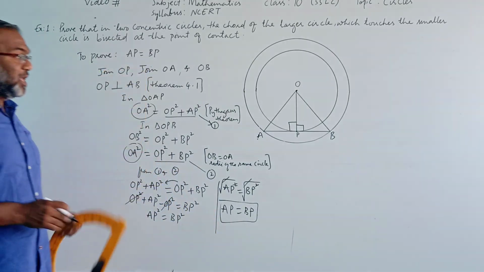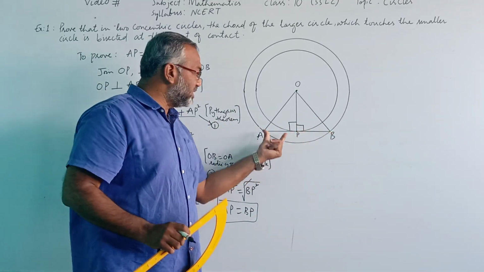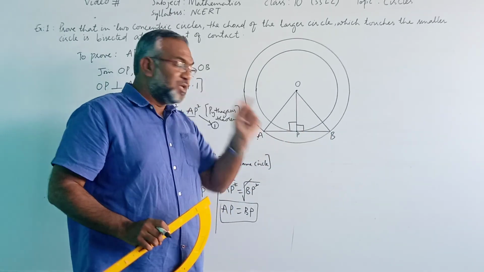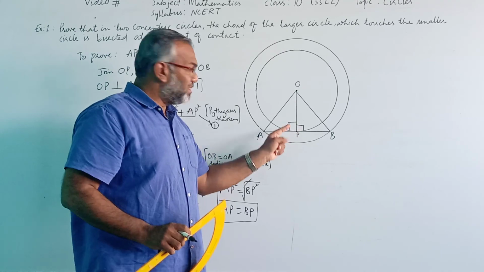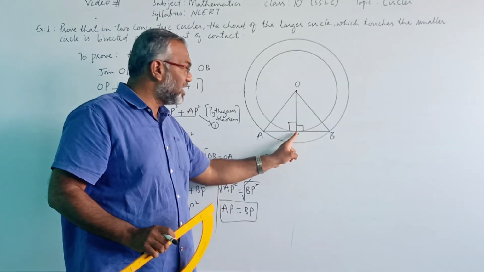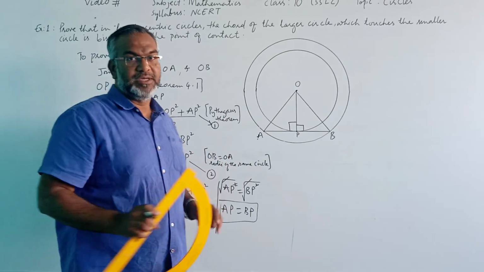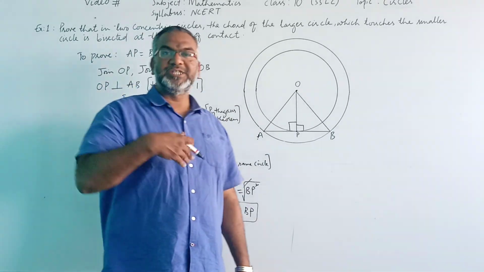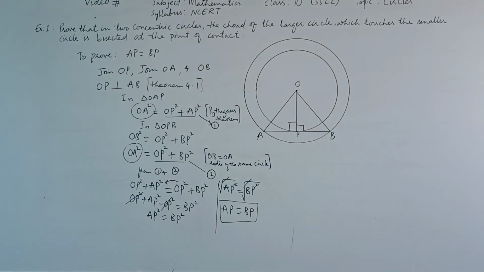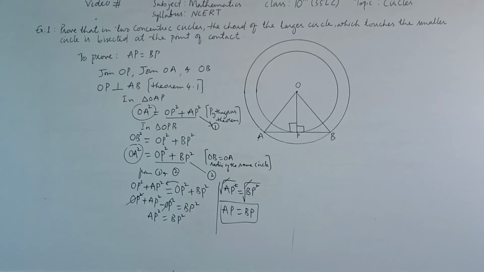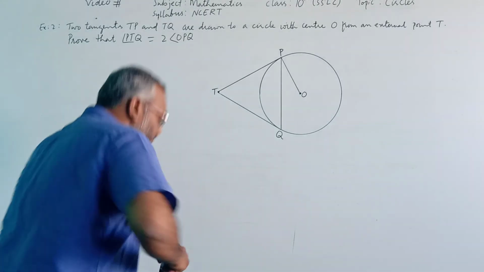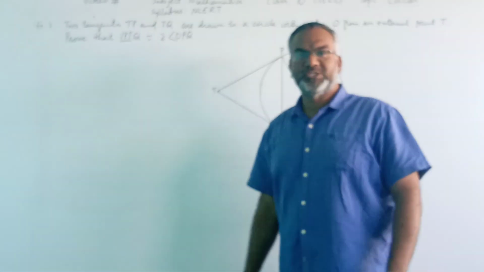If AP is equal to BP, it means these two are equal, that means P is the midpoint. If P is the midpoint, then AB is bisected, getting cut into two equal halves at P. This is proved. I hope you understood the question. Let's go to the next question.